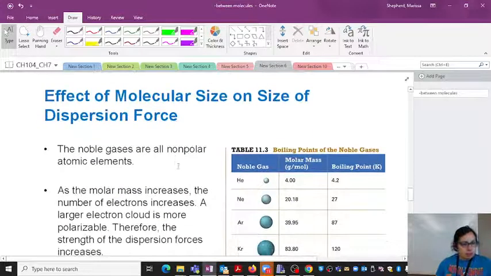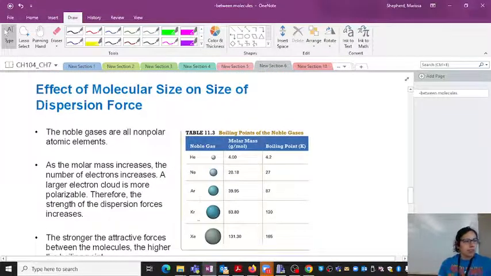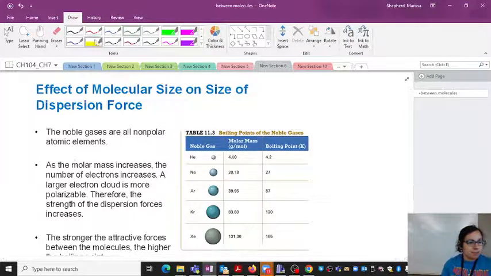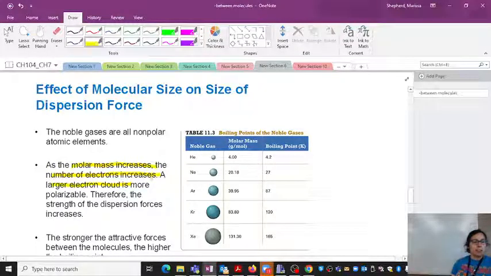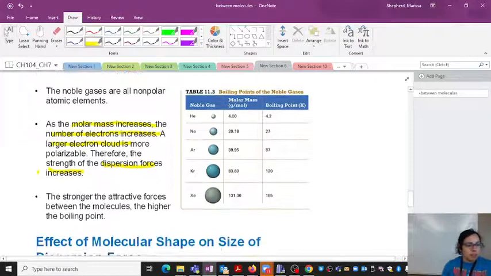And so let's look at how size affects the dispersion forces. As our molar mass increases, the number of electrons increases, and that means that you have a larger electron cloud, and so therefore you have more electrons that can be polarized, and so the strength of the dispersion forces increases. And again, the stronger the attractive forces, the higher the boiling point.